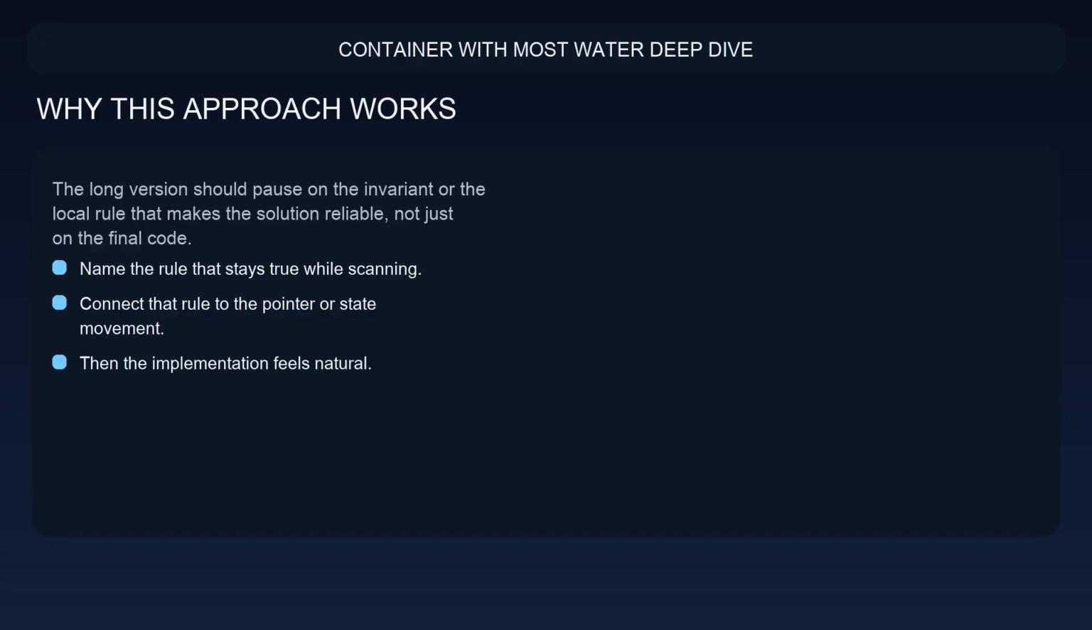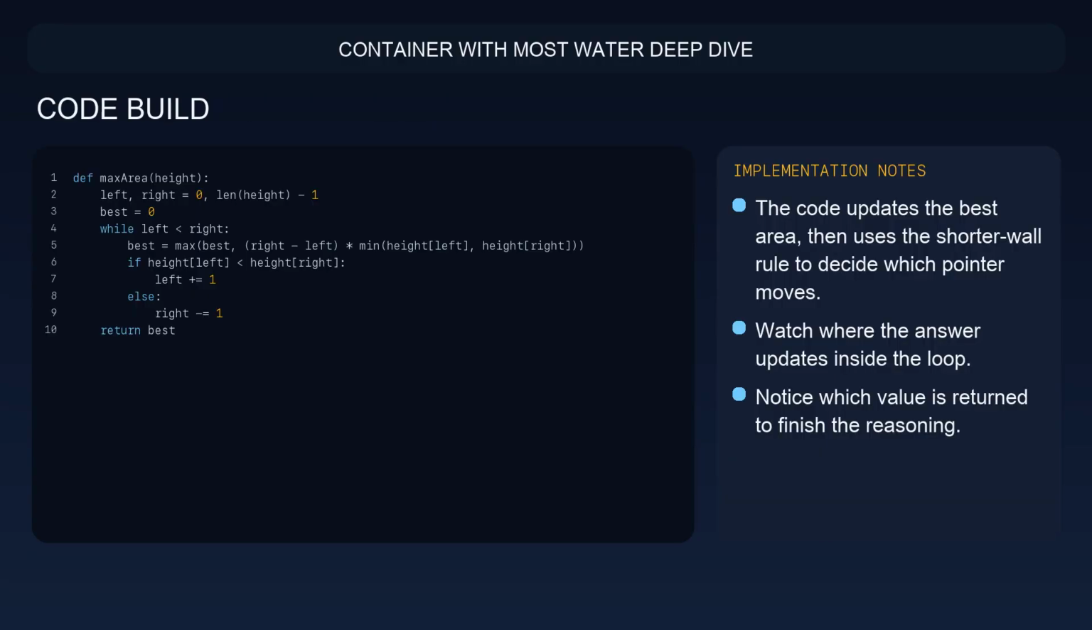For the deeper version, the important thing is not more code first. It is naming the invariant that makes every local move safe. The long version should pause on the invariant or the local rule that makes the solution reliable, not just on the final code. So in practice, name the rule that stays true while scanning. Connect that rule to the pointer or state movement, and then the implementation feels natural.